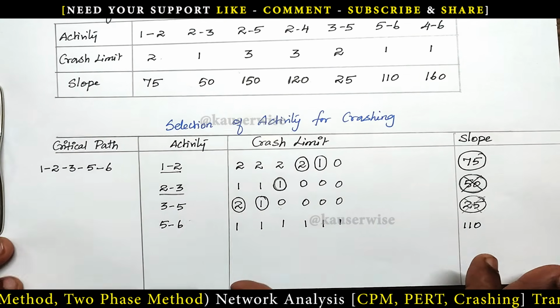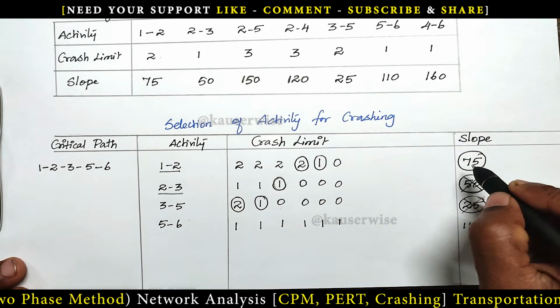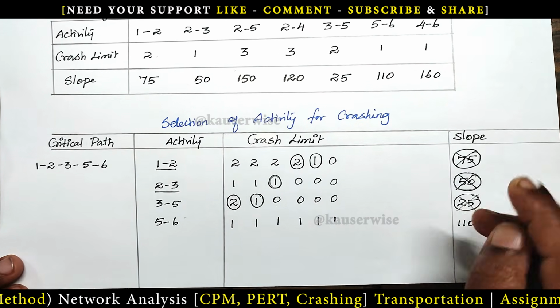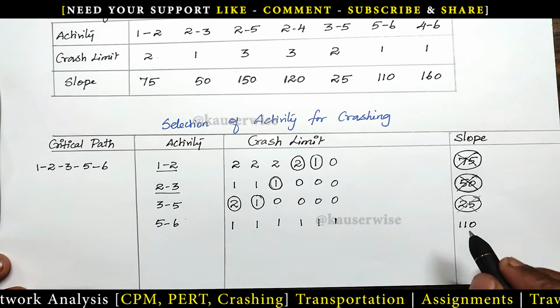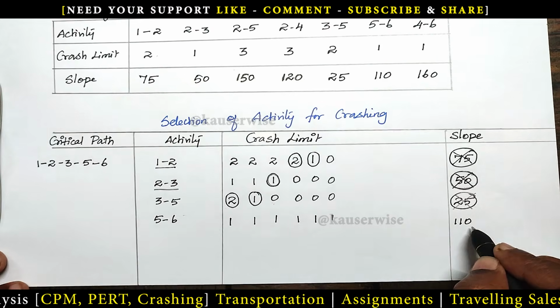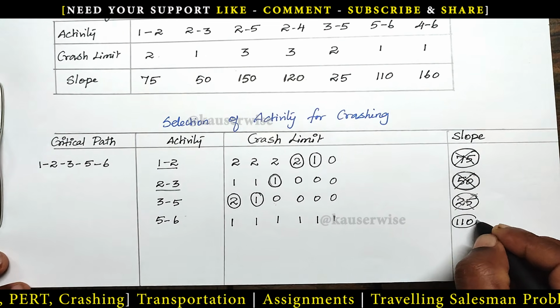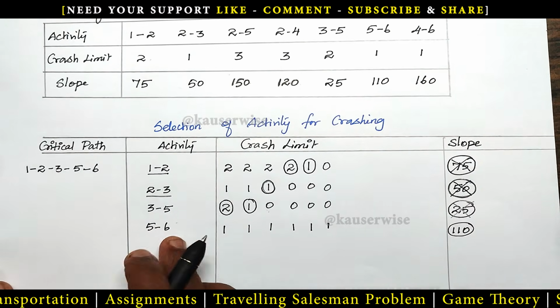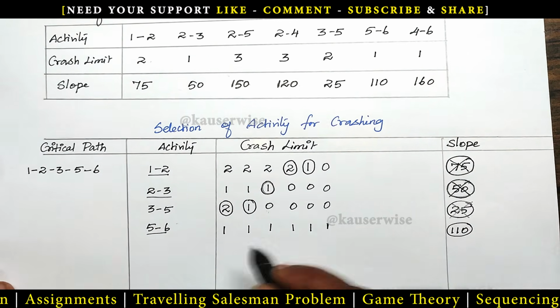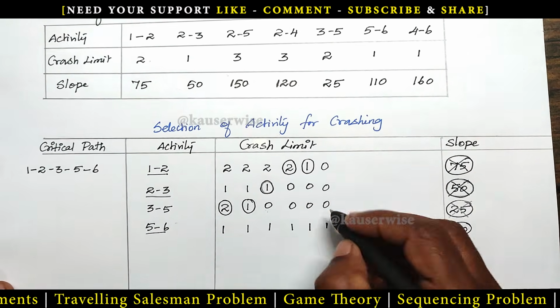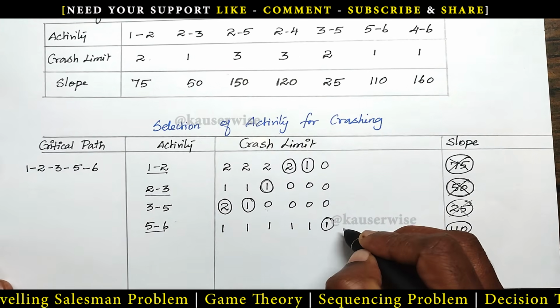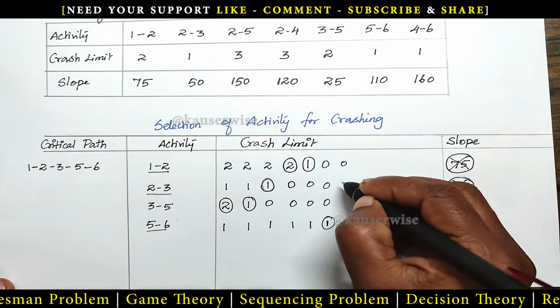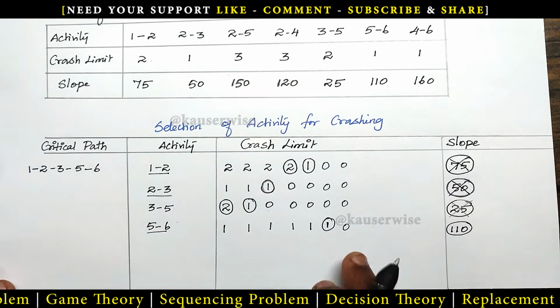See the selection of activity for crashing table. So this is over, strike it out. And only one option is there, that is 110 rupees. So I'm going to select this one. This particular cost is related to activity 5, 6. How many days is the crash limit? 1 day. So then it will become 0. So there will be no further crashing limit.